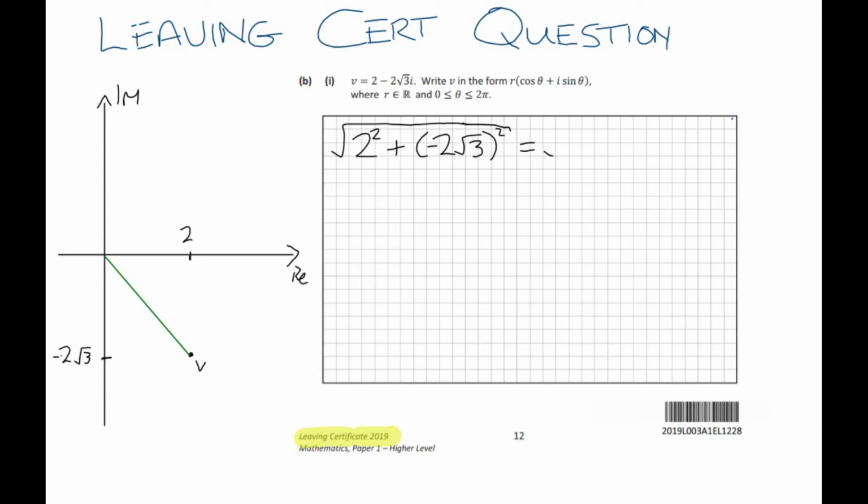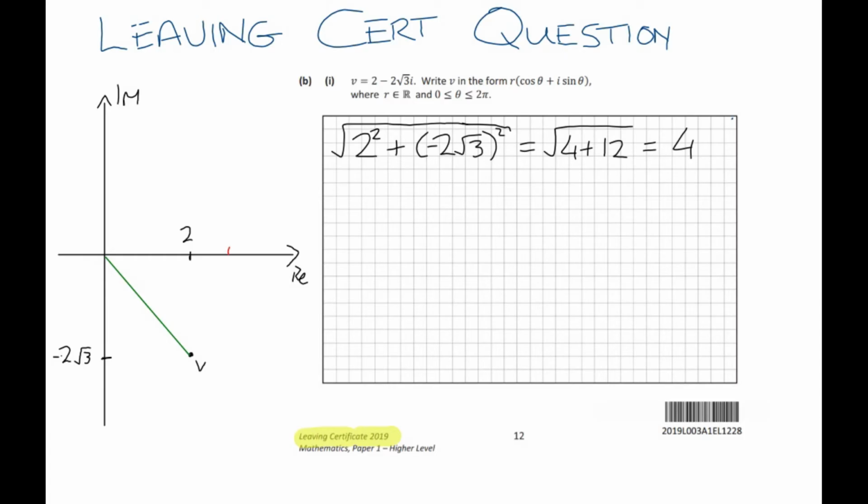Well, we know 2 squared is 4, and minus 2 root 3 squared, that's the minus 2 squared to be 4, the root 3 squared ends up being 3, so 4 times 3 is 12. So that gives us a plus because it brings it positive 12. So if you put it into your calculator exactly the way I've written it in there using brackets, you should get square root of 16, and we know the square root of 16 to be 4.